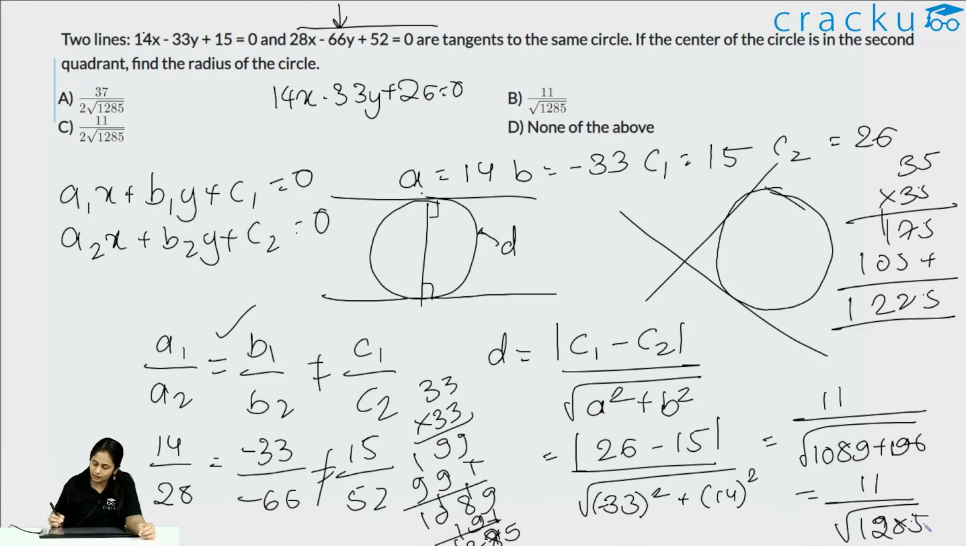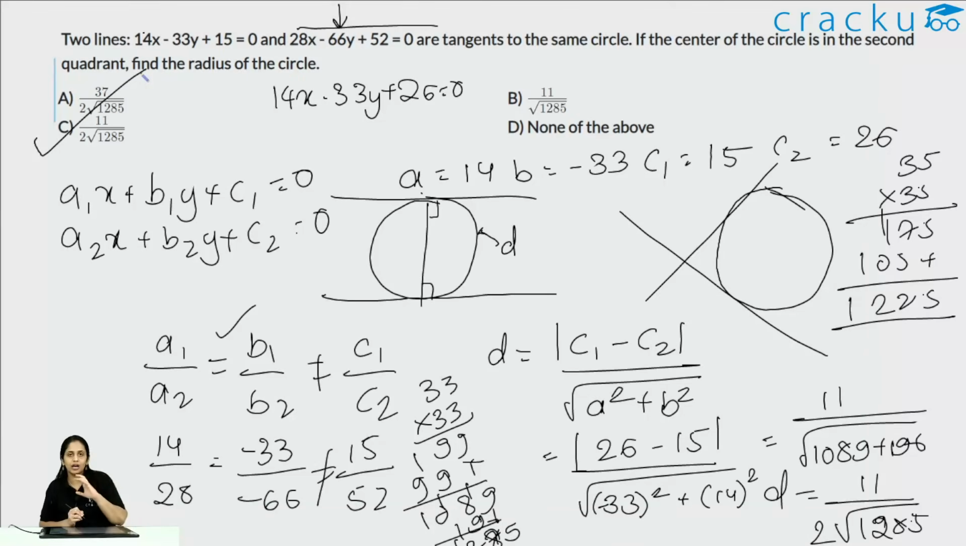So this is D. Now our required value, we are asked what is the radius of the circle. So this is the diameter of the circle, and the radius would be half the diameter, that is basically 11 by 2 root of 1285. So the right answer is option C.